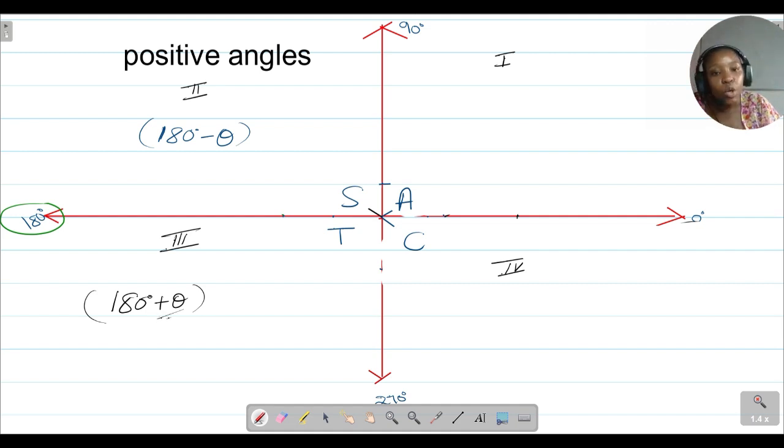Now let's continue. What's happening in the fourth quadrant? Any angle that falls in the fourth quadrant, we haven't made that 360 degrees. So it's an angle that is less than 360 degrees, hence why we say it's 360 degrees minus theta.